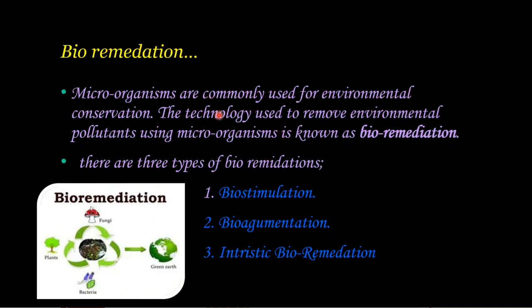and bioremediation. What is meant by bioremediation? Microorganisms are commonly used for environmental conservation. The technology used to remove environmental pollutants using microorganisms is known as bioremediation. There are three types of bioremediation: biostimulation, bioaugmentation, and intrinsic bioremediation. So you can see here bioremediation by using plants, fungi, and bacteria. We can destroy these toxins in organic matter and the chemicals released by industries, and by that process we can have a green earth.